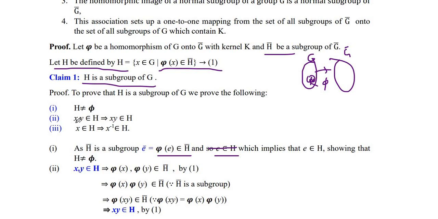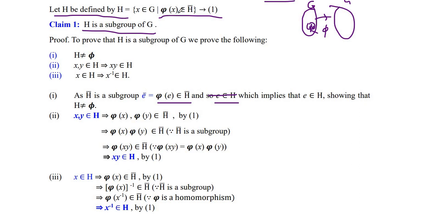Now we'll consider two elements X, Y in H. So if X and Y are in H, by the definition of H, phi of X and phi of Y should be there in H bar. But we know that H bar is a subgroup, so closure holds in H bar. But because phi is a homomorphism, from this you have phi of XY belonging to H bar. So whenever phi of XY is in H bar, this XY should be there in H. So by this definition, our XY must be there in H. That proves the closure in H.